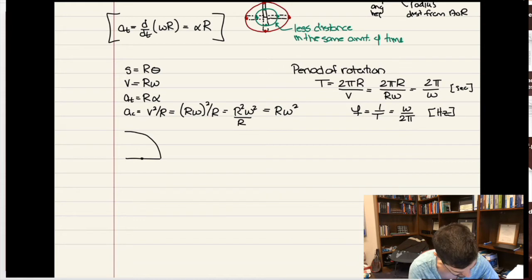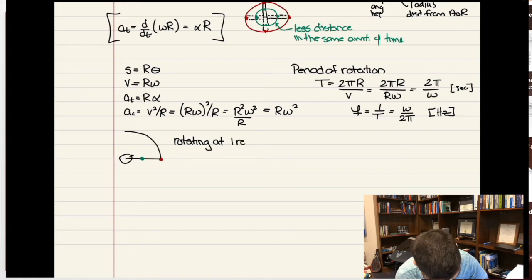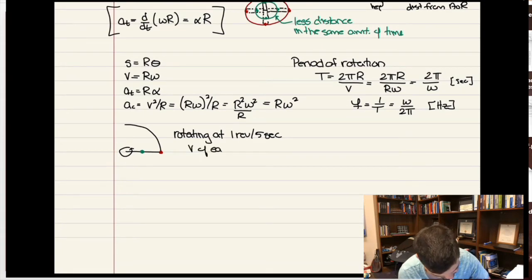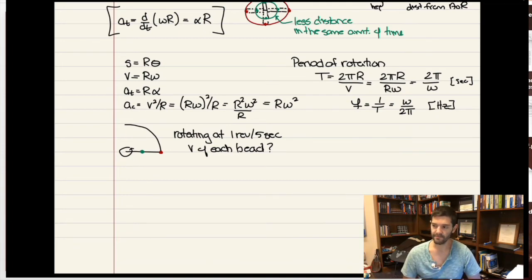Right. So in the case of the beads, this is the green bead, this is the red bead, and they are rotating, maybe they're on a record player, so they're rotating at some rate. Perhaps I say that it's rotating at 1 rev per 5 seconds. What is the velocity of each bead? How fast is the green bead moving? How fast is the red bead moving? This can be important if, for example, this was a speck of dust on the record player. One of those would be more prone to be flying off the disc because friction would be unable to hold it onto the disc.